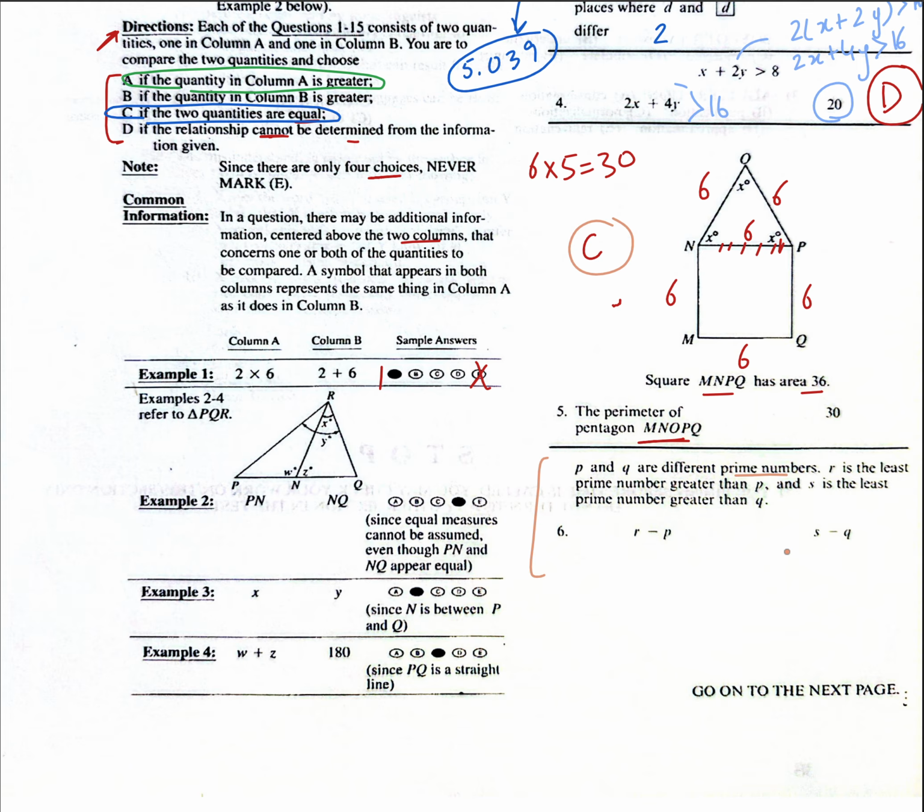So in that case you have to select D, because the information that is provided is not enough to answer the question, right? This is what you can do by plugging in different values for the prime numbers.